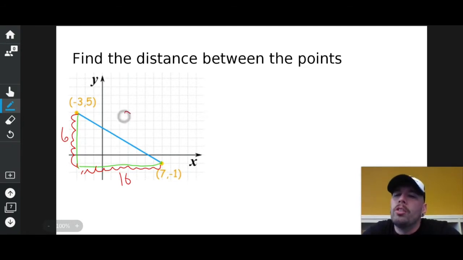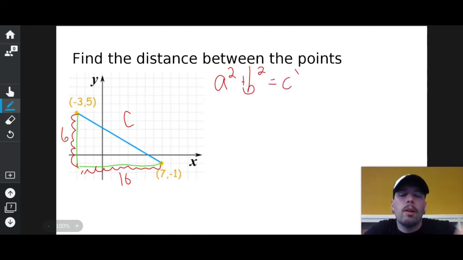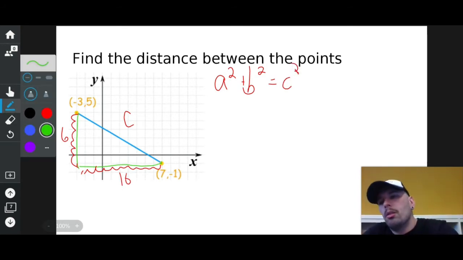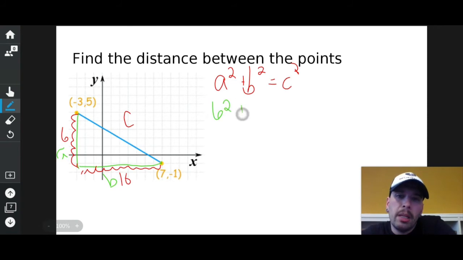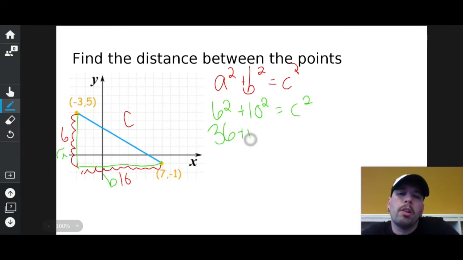So what I don't know is C. So I have A squared plus B squared equals C squared. Computer's very laggy all of a sudden. I'll call you A because why not? Doesn't matter which one's A or B as long as it's along the side of C. So A is 6, 6 squared. B is 10, 10 squared. C is, I don't know, 36 plus a hundo is going to equal C squared.